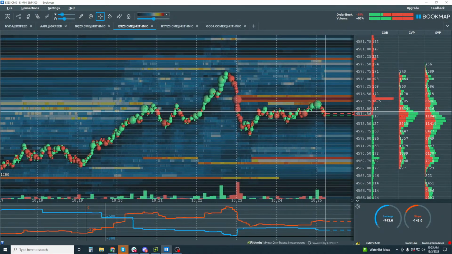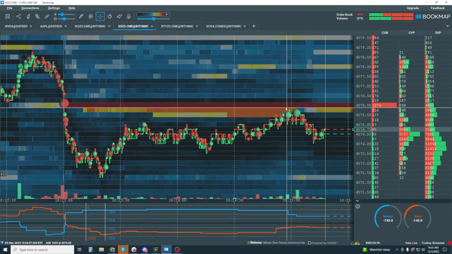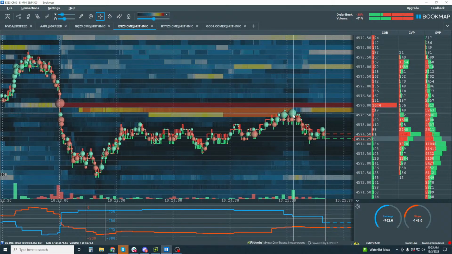Buyers look like they want to take this on here. It's a very, very high liquidity, almost 1,700 contracts there. Okay, but look at that. We came one tick away from it.